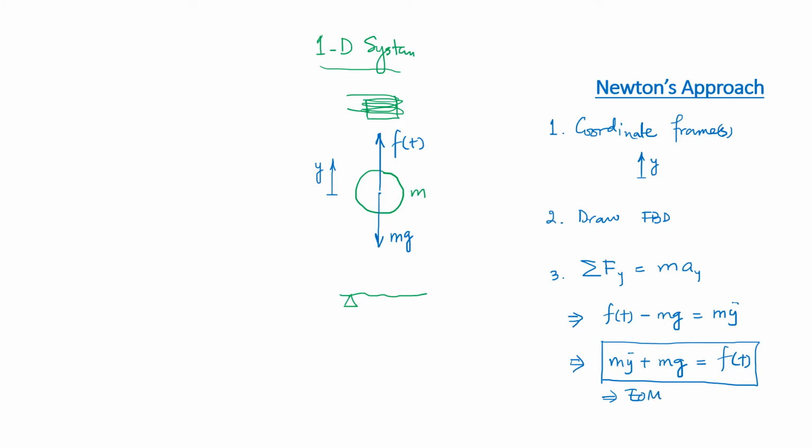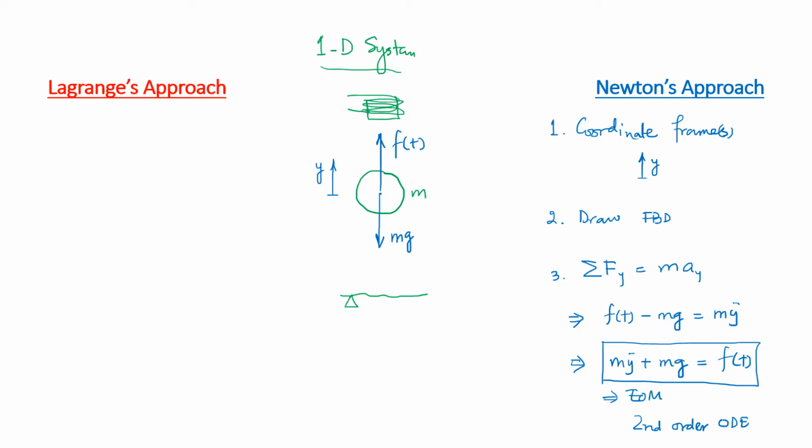And essentially it is a second order differential equation which incorporates the inertial and the gravitational aspects as well as the applied forces. So I'll raise this question over here: can we find out the same equation of motion using Lagrange's approach? Yes, we can do that, but for that we have to write down the expression.